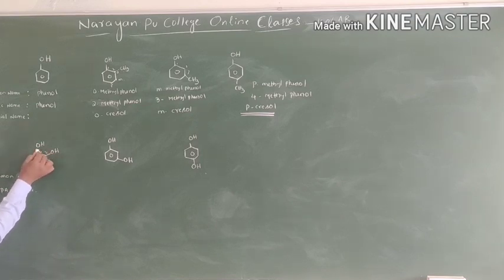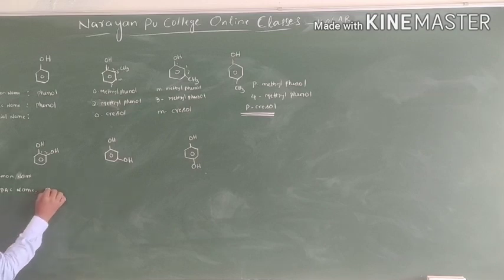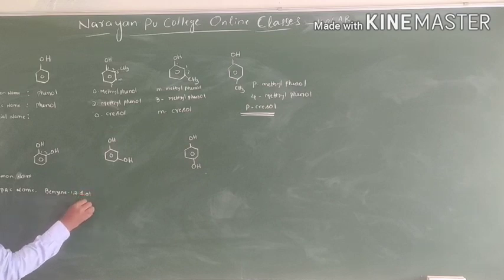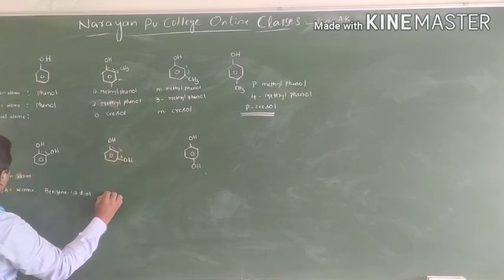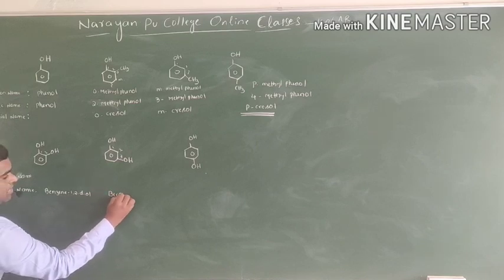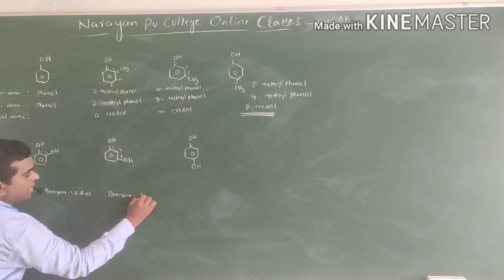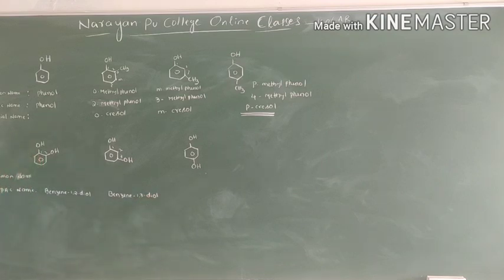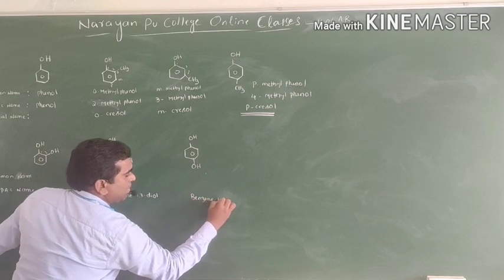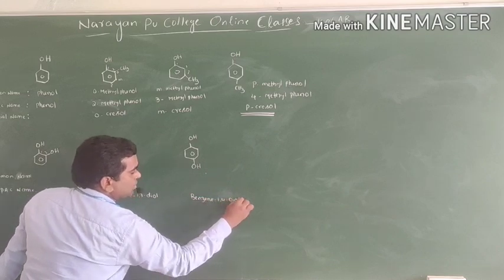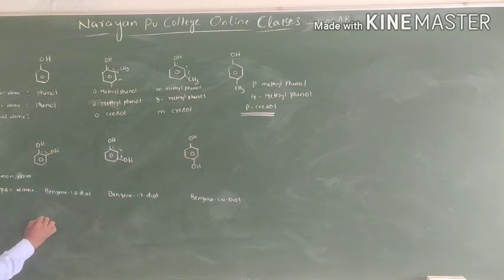So you have to write benzene. On the benzene, at the 1 and 2 positions, OH groups are there. So what is the IUPAC name? Benzene 1,2-diol. Like glycol, which we have discussed. Clear? In that way. So here in this one, benzene 1,3-diol. In the same way here, benzene 1,4-diol, because 2 OH groups are there. Diols. Simple.